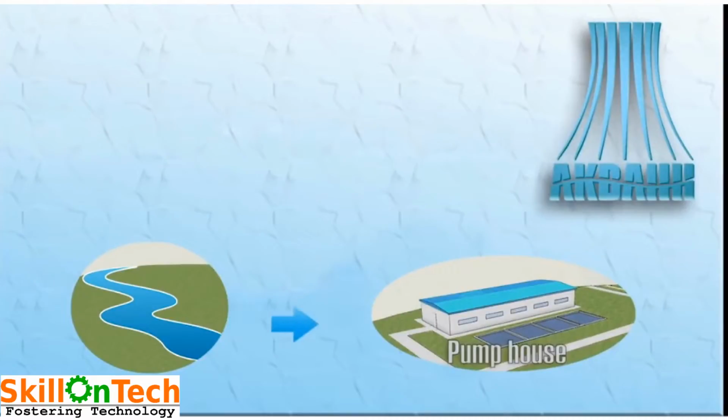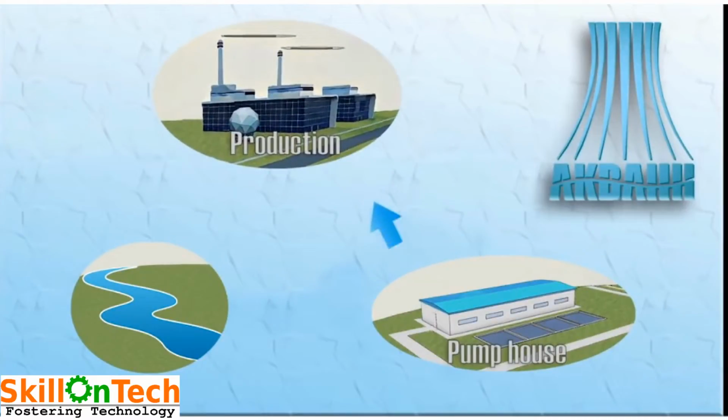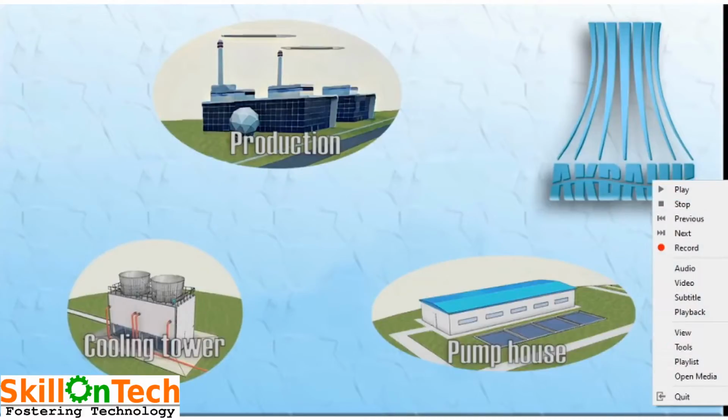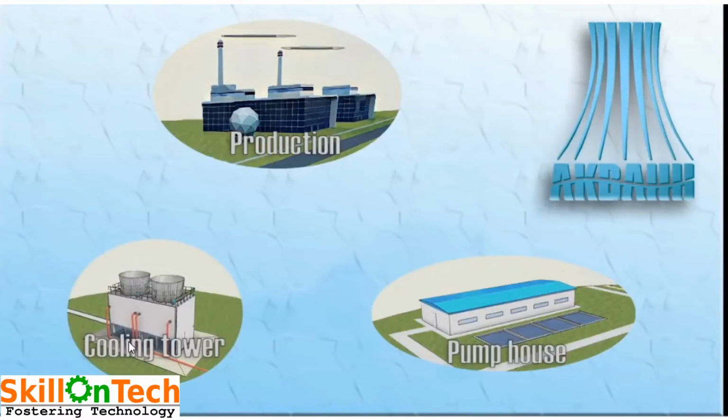Now we can see how water is recycled in a process plant. You can see a pump house and a production plant, a process plant where production takes place, and a cooling tower. So water is recycled from the process plant to the cooling tower, and then from the cooling tower to the pump house, and the pump house pumps this cold water to the process plant or production plant where cold water is supplied to heat exchangers and heat transfer takes place for maintaining the temperature of the process plant.